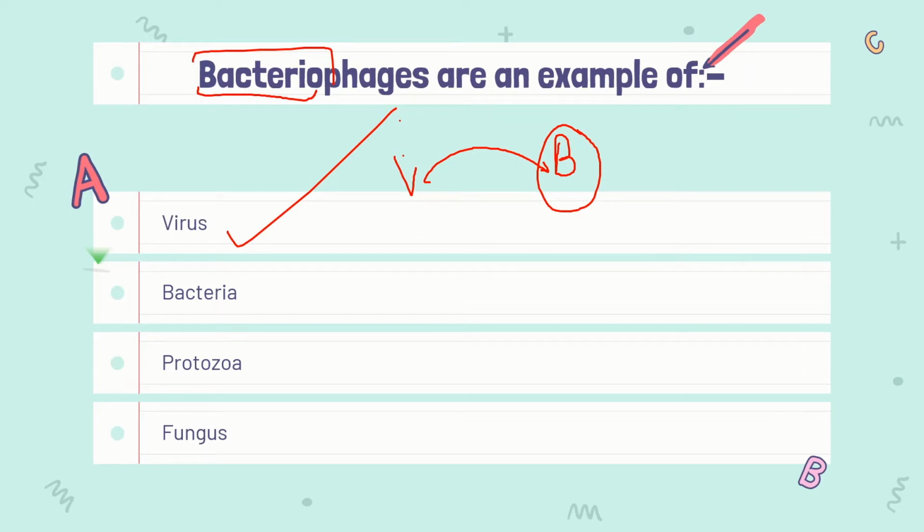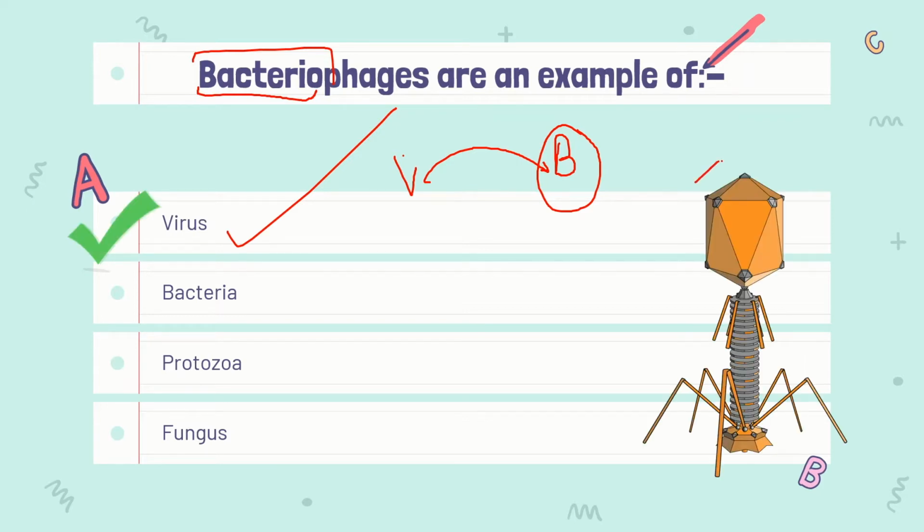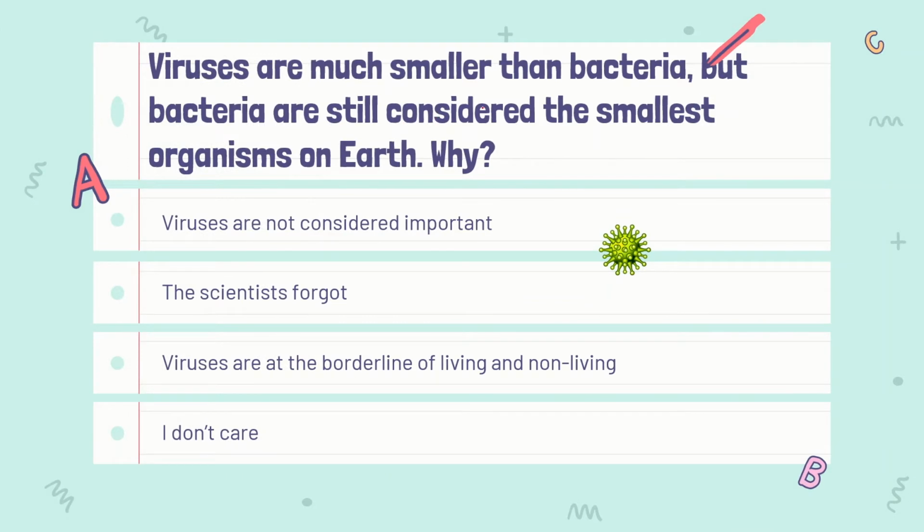So this is how it looks, and you might have seen this picture in your NCERT textbook. This picture is present in your NCERT textbook and specifically written as a virus. Viruses are much smaller than bacteria, but bacteria is still considered the smallest organism on earth. Why? This is the right answer.